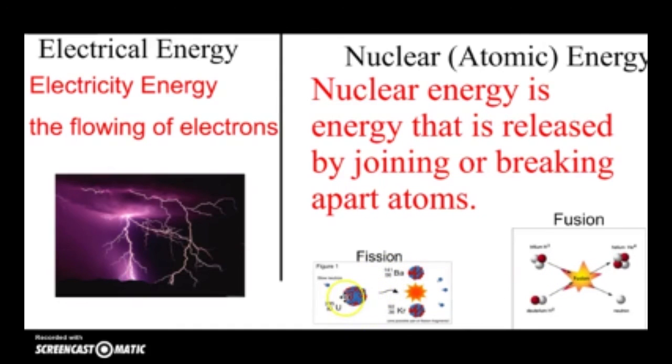Fission only releases energy when it's large atoms being broken apart. So you see this is a huge atom, 235 protons being broken apart, whereas fusion releases lots and lots of energy when it's small atoms being put together. So you take a hydrogen and a hydrogen, put them together, helium, you get even more energy. And that's the end of our notes.